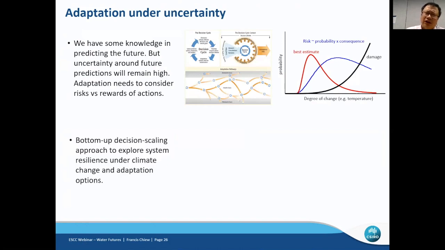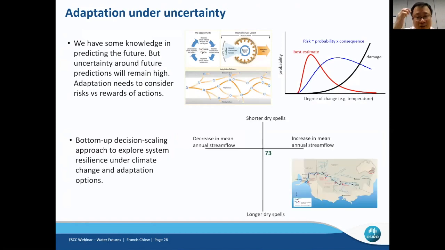And more globally, we have been articulating the approach around bottom-up decision scaling type approaches to explore system resilience. And if you do these, you really are using this approach to explore adaptation options, not only to climate change, but also to other drivers. So here's just an example that I'll indulge myself in explaining, that we are starting to work on in the Upper Murray, looking into how one might consider the resilience of the systems.